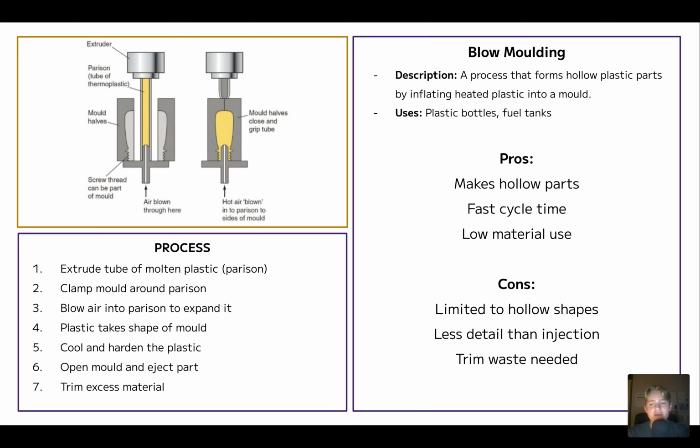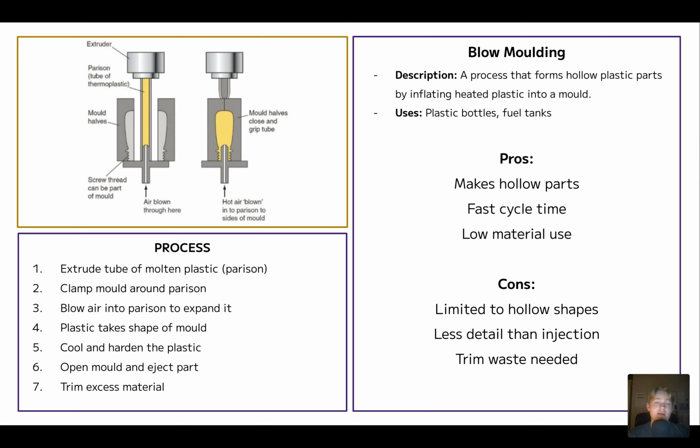The cons of it is that it is limited to hollow shapes, of course. We can always fill it in, but you wouldn't go to blow molding if you are going to fill it in. And there's also less detail than injection molding because we are relying on the sort of parison tube to fully fill out that area with high pressure air, whereas when we're injecting it fully with plastic, we can be sure that it's filling all parts of the mold.